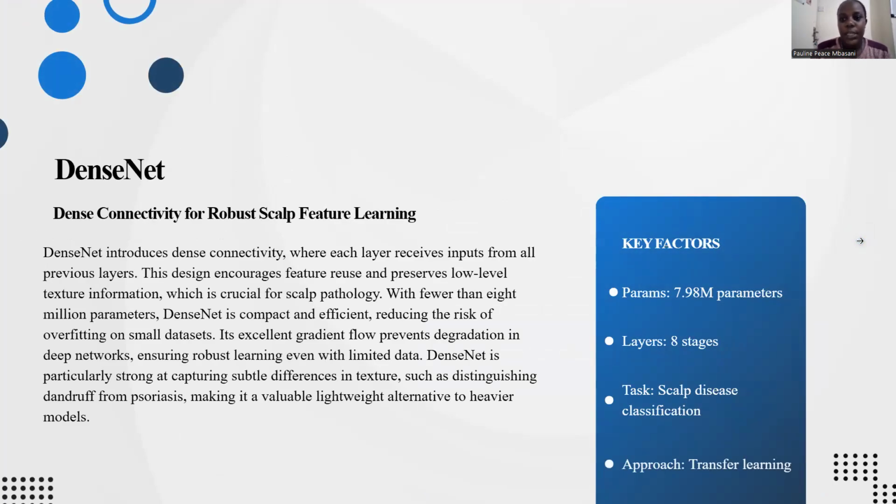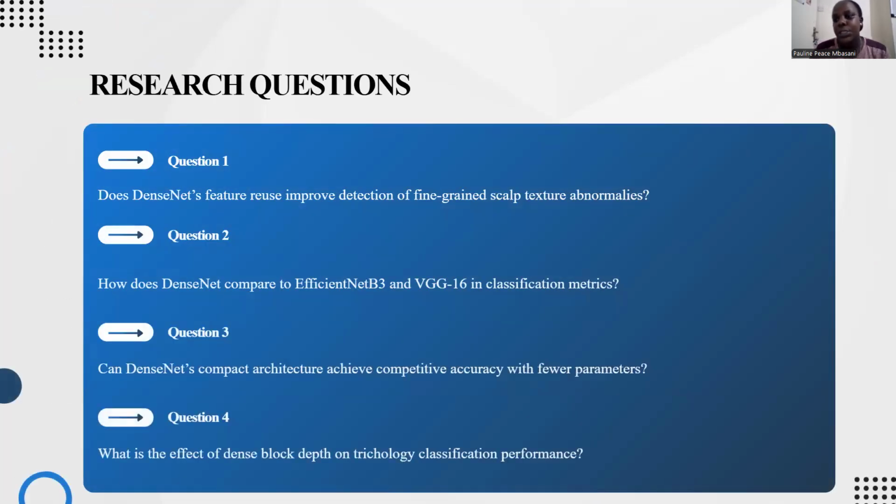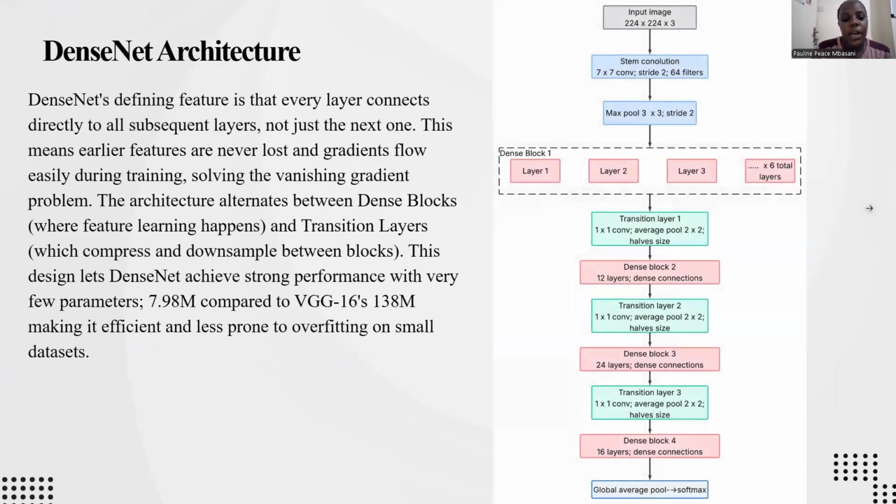Finally, I'm going to look at the DenseNet model. The DenseNet model uses a major feature called dense connectivity, where every layer receives output from all the previous layers. This is important for differentiating between the conditions, since we are getting information from all the previous layers. In the next slide, we have research questions that guided our key focus areas for this architecture and model. Then next we have the architecture.